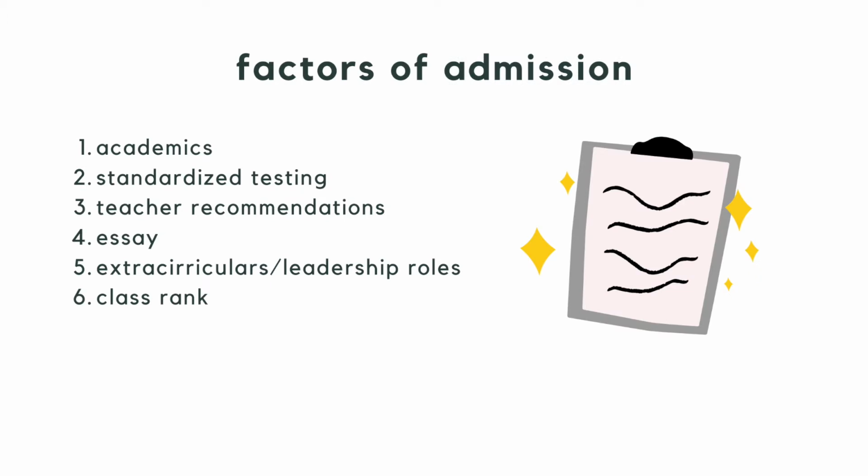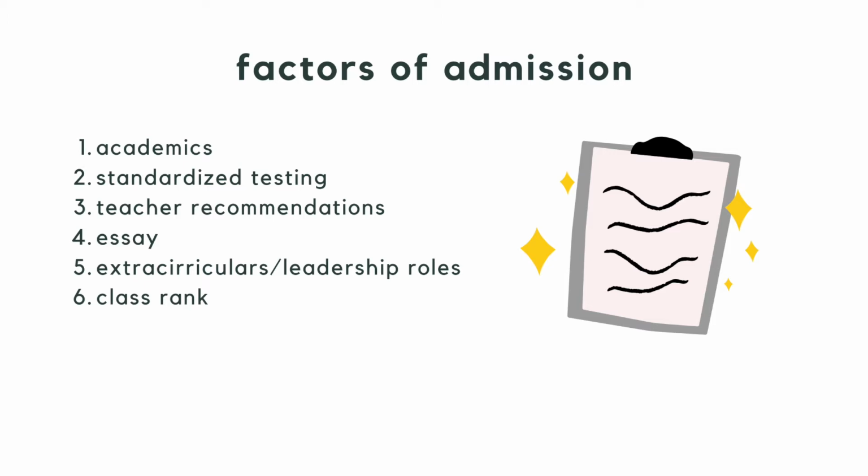Okay, so the way that we're going to discuss all the factors of admission is by topic. Based on research, I've narrowed it down to about 6 topics, all of which vary in importance, but this is the overall general rank of how I would stack them and how universities and colleges seem to stack the importance of these factors. The 6 factors we're going to talk about today are academics, standardized testing, teacher and counselor recommendations, the essay, extracurriculars and leadership roles, and the last one is class rank.